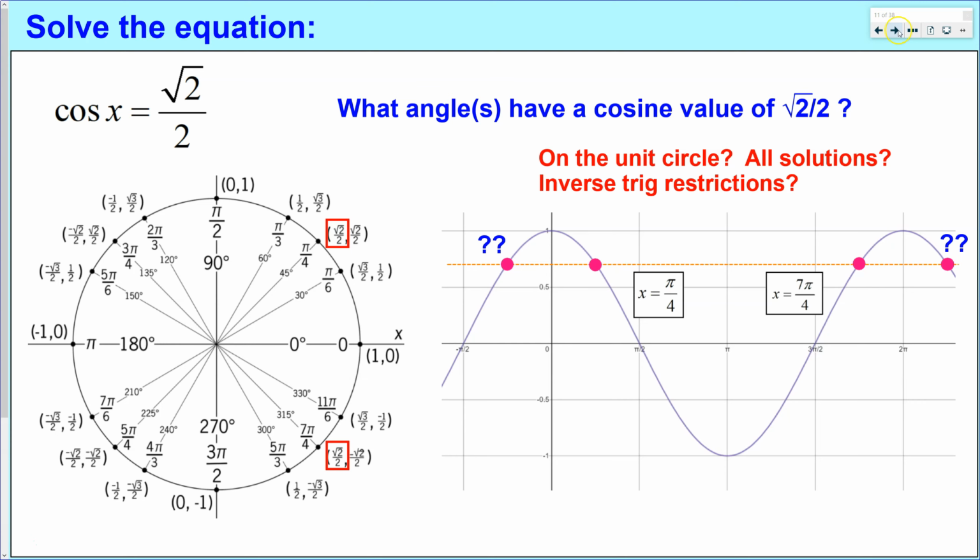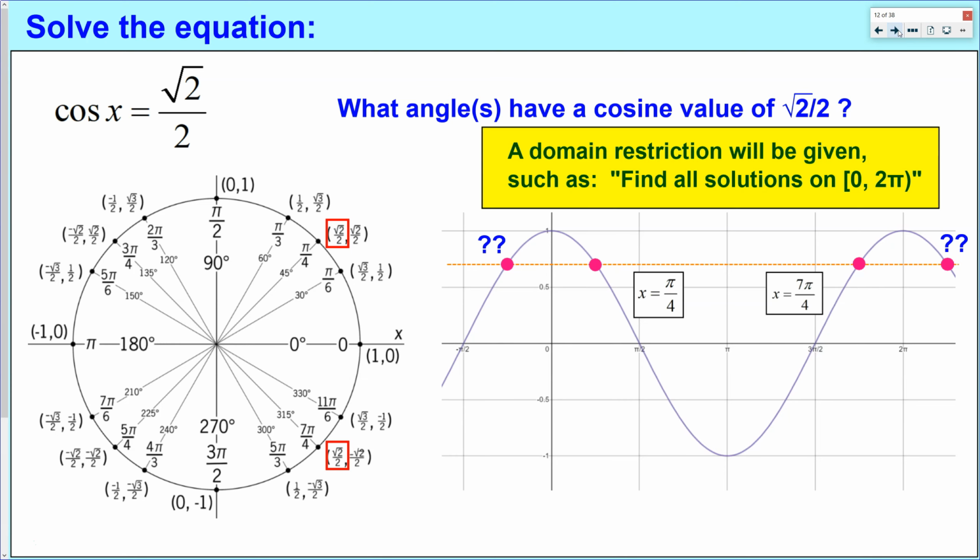Well, the long and short of it is that they're going to have to give you a restriction of some sort. The most common way to do that is to say, you're only going to find the solutions on the domain of 0 to 2 pi. They could change that domain. Sometimes it's 0 to pi, sometimes it's 0 to 4 pi. And you do have to pay attention to the endpoints, whether they're included or not included, like in this case.